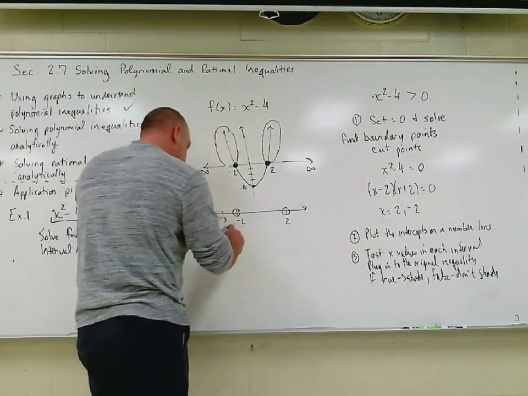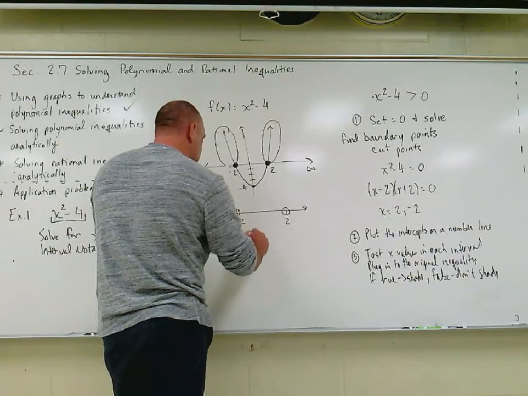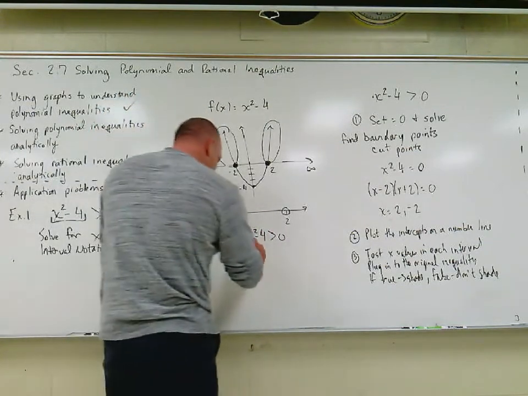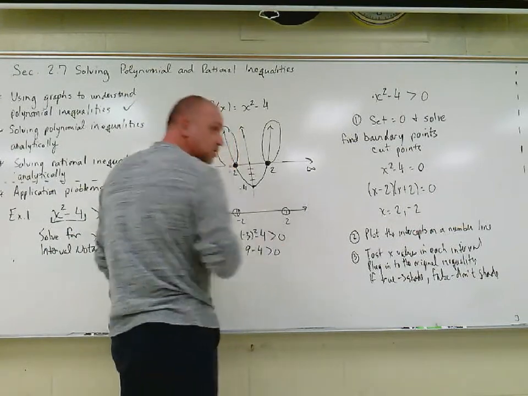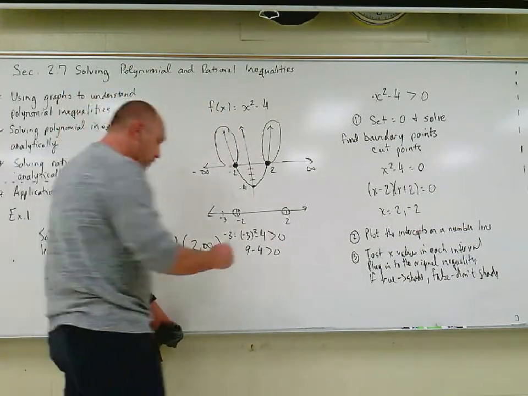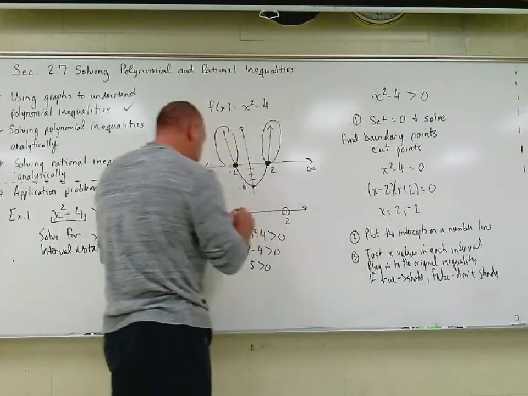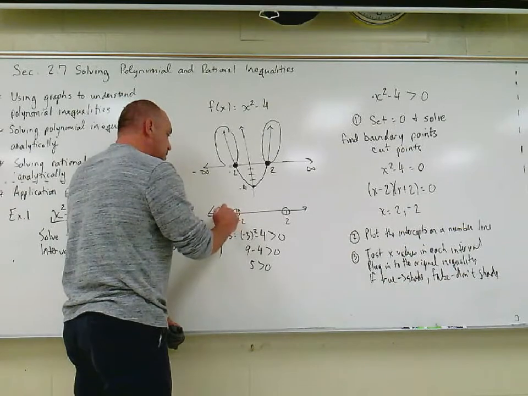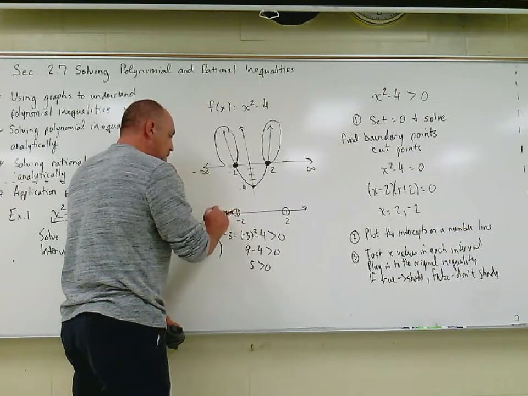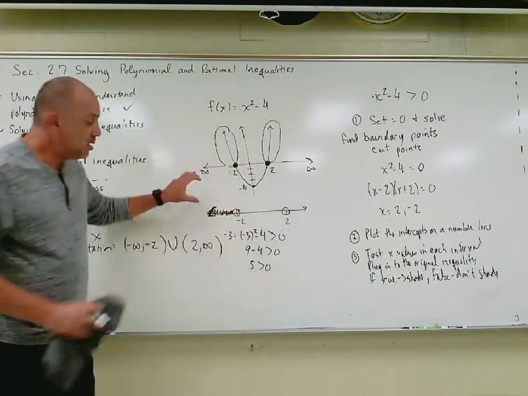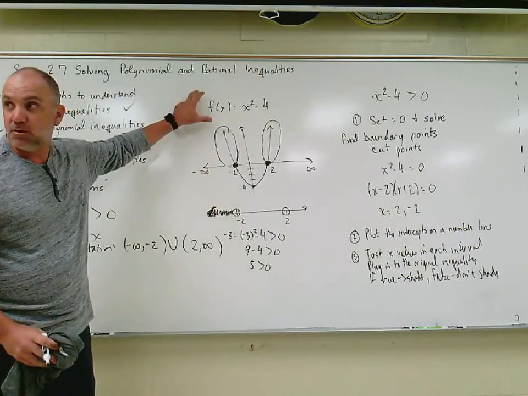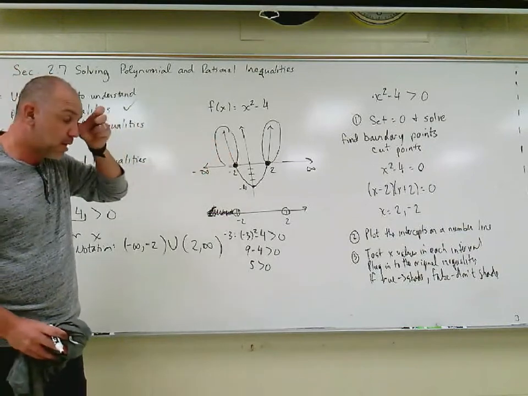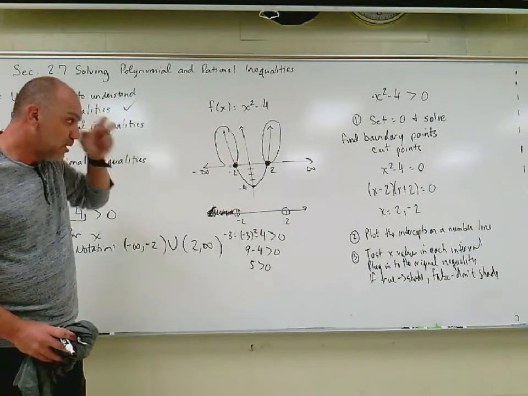If I plug in a negative 3, I get negative 3 squared minus 4. Is that greater than 0? Well, I get 9 minus 4. Is that greater than 0? I get 5. Is that greater than 0? Yes. So that means if that x is greater than 0, then everything in this interval is greater, and I go ahead and shade, and that shade is my solution. See how this right here goes with this interval that we saw, okay? So that's what I'm saying.